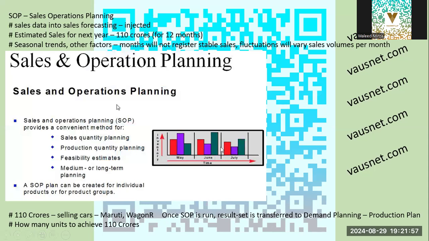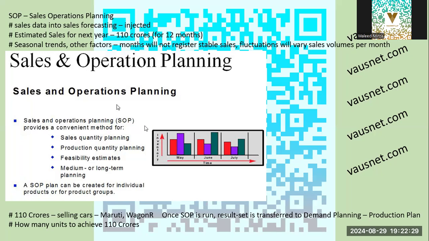Now, today's topic is sales operation planning. We will have to build forecasting, okay, like we have to estimate sales for next year, and we plan quantity for the sales and for production, and then we give estimates, okay. Now, sales order planning can be produced for products or product groups, okay.